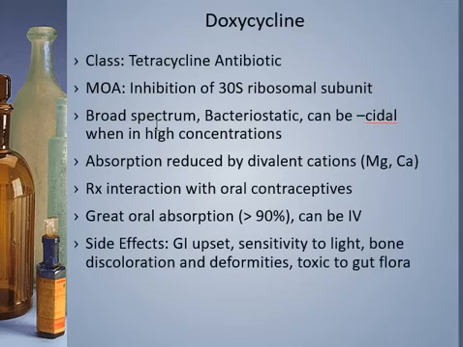Doxycycline, remember, is a tetracycline antibiotic. So it's going to inhibit the ribosomal subunit, but it's going to inhibit a different molecular target. Now we're looking at the 30S. Like before, this particular drug is broad spectrum. At the lower doses, it is bacteriostatic, but when you increase the dose, then this becomes bactericidal.